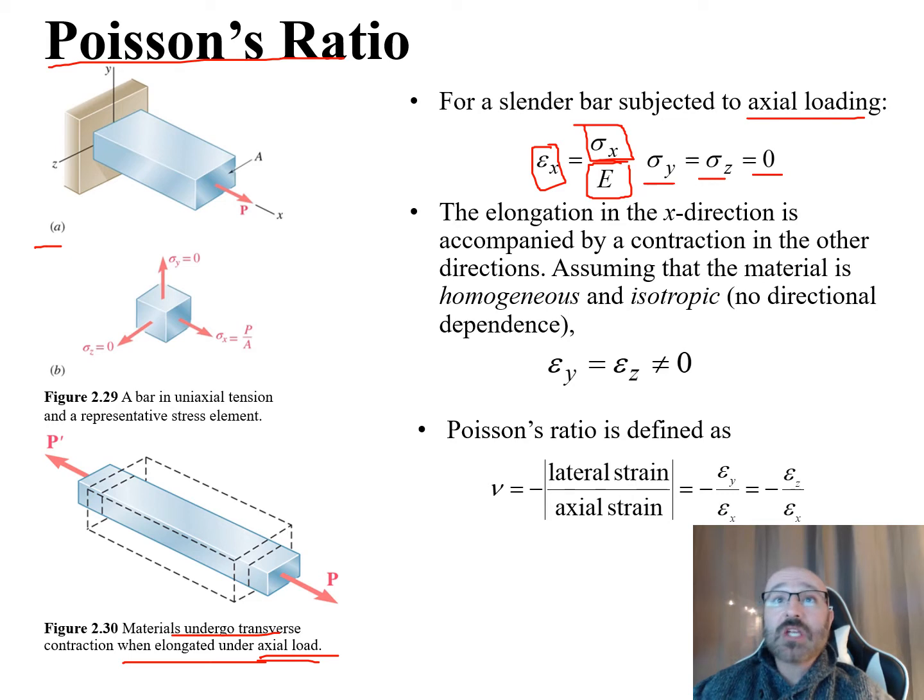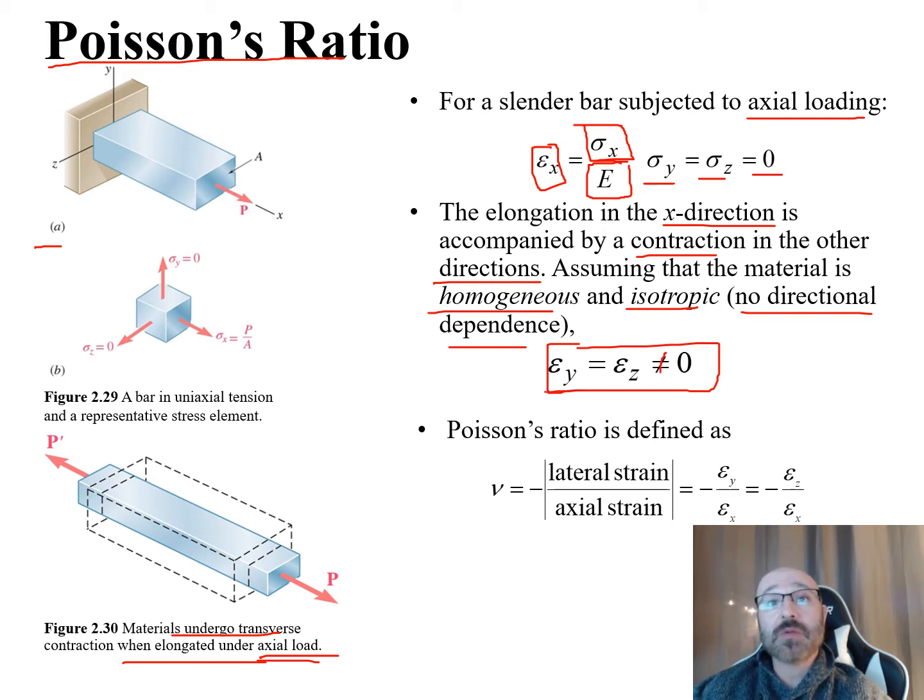Now, this elongation in the x direction is going to be accompanied by a contraction in the other directions. Assuming that the material is going to be homogeneous and isotropic, so no directional dependence, we get the following relationship: epsilon y is equal to epsilon z, and this is not going to be equal to 0, but they are going to be equal to each other in the other two directions.